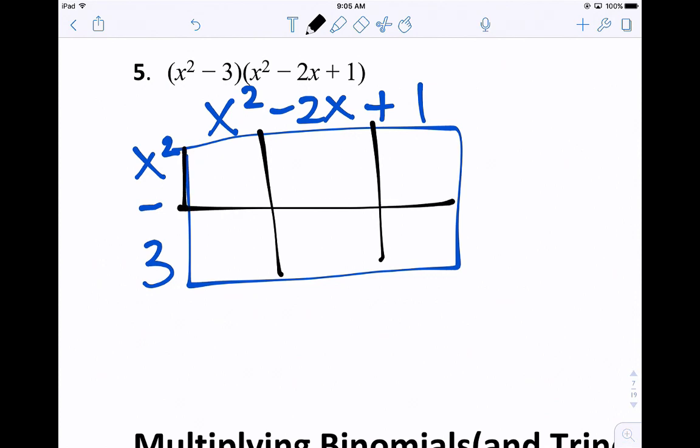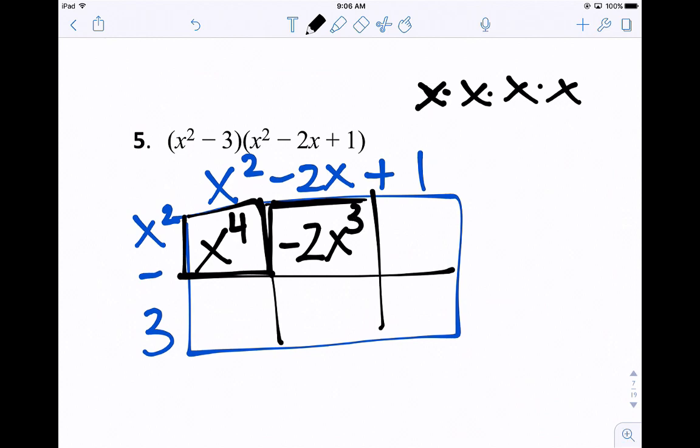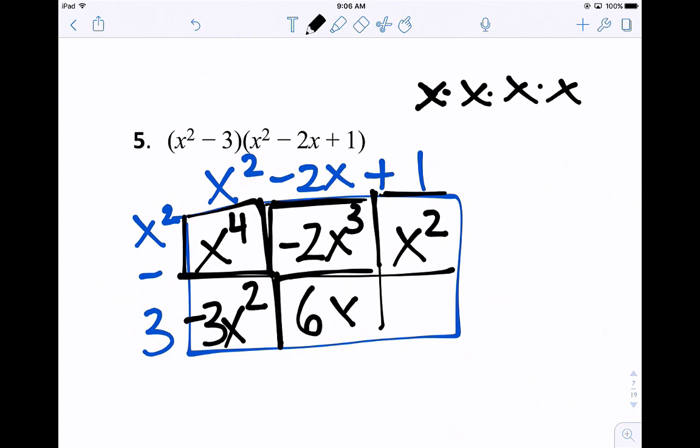So we have x squared times x squared for the first box. That's x to the 4th power, because we have x squared is 2 x's and 2 more x's. You can see that's x to the 4th. The next one is negative 2x times x squared, which is negative 2x to the 3rd power because there's 3 x's. The next one is 1 times x squared, which is x squared. Here we have x squared times a negative 3, which is negative 3x squared. Here we have a negative 2x times a negative 3, which is a positive 6x. In the last box, we have an x times a negative 3, which is negative 3.